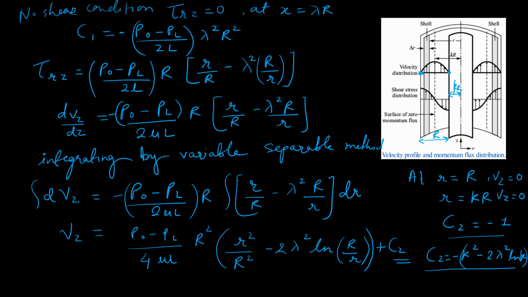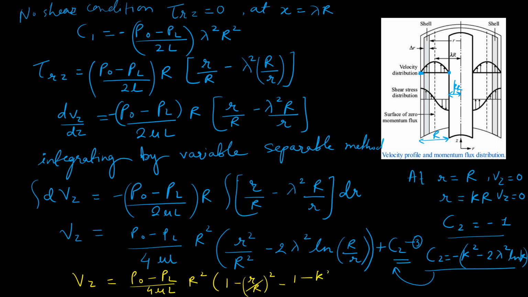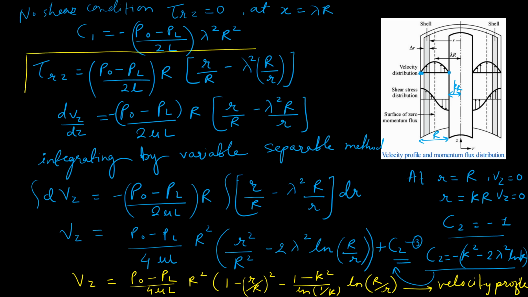So putting this value in equation 3, I got Vz equals (P0 minus PL)/4μL times R² times [1 minus (r/R)² minus ((1 minus k²)/ln(1/k)) ln(R/r)]. So this is the equation for the velocity profile, and here I had the equation for τrz.